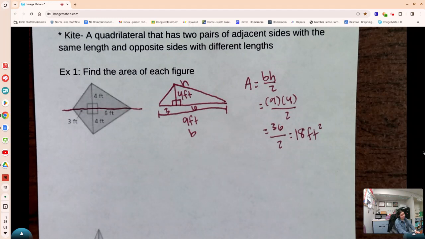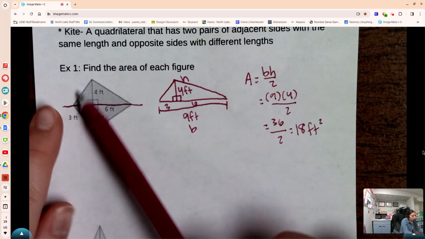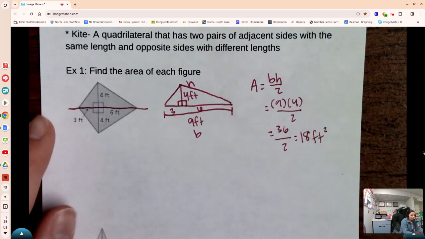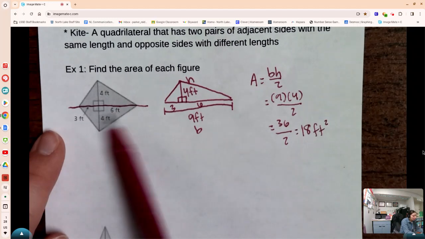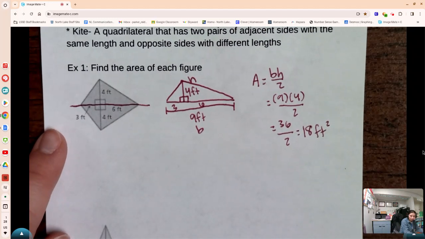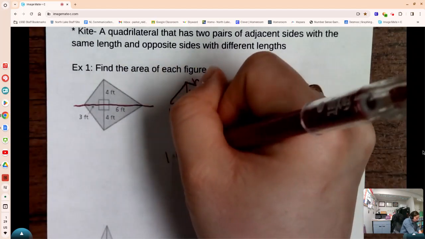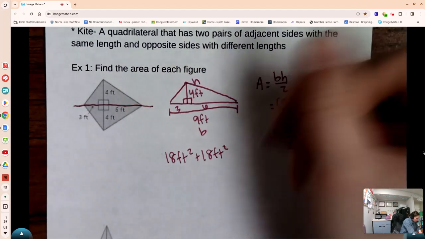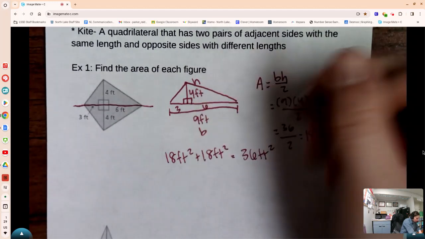And we may be really tempted to just say, oh, I'm done. But remember, that was only half of the kite. It was only the triangle that forms the top of the kite. I now need to find the area of the triangle on the bottom. However, remember, we split it this way intentionally because this one's area is going to be exactly the same. That means I automatically know I'm just going to take my 18 feet from the top triangle and add it to 18 from the bottom one. So total, the area of my kite is 36 feet squared.